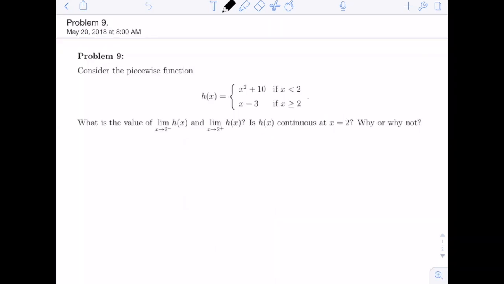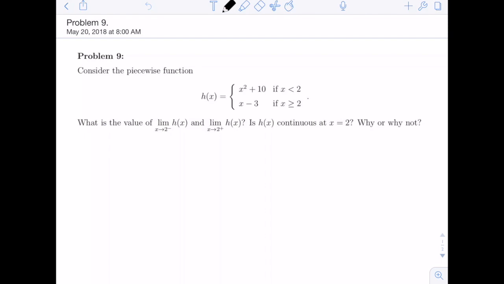Problem 9 asks to consider this piecewise function where h is equal to x squared plus 10 when x is less than 2, and h is equal to x minus 3 when x is bigger than or equal to 2. So all I'm asking you to do here is calculate the limit as x approaches 2 from the left, the limit as x approaches 2 from the right, and then conclude using those two things whether or not h is continuous at the point x equals 2.